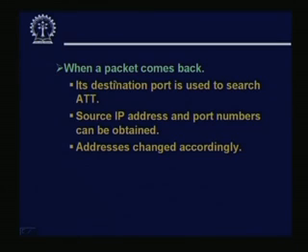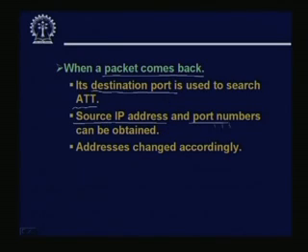On the other hand, when a packet comes back, the destination port number of the packet is used to search the ATT. The destination port number, as I mentioned, was assigned automatically and uniquely. So that port number will uniquely identify an entry in the table; you can say it will act as a primary key of that ATT. Okay. So from that table you can obtain the source address and port numbers. You can accordingly change the addresses of the IP packet, and finally forward the packet to the host in the internal network. So finally the packet will get forwarded to the computer from which the request had originated.